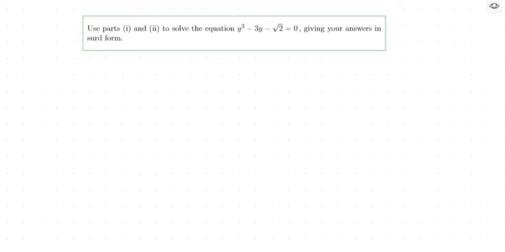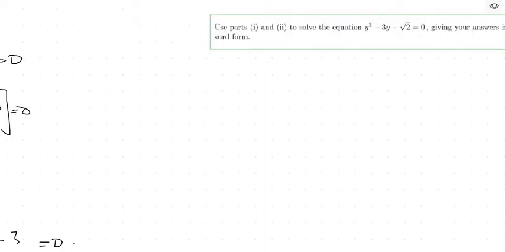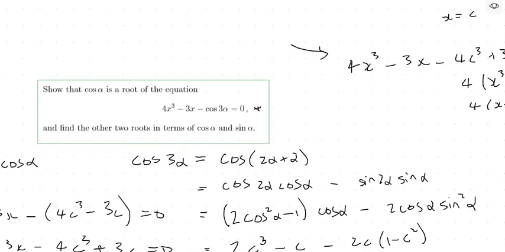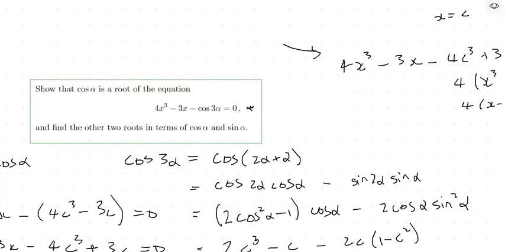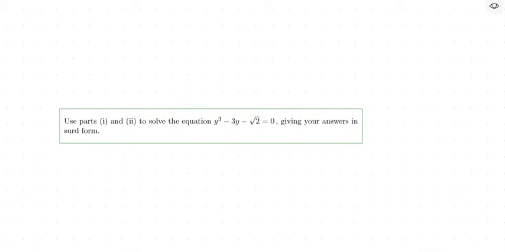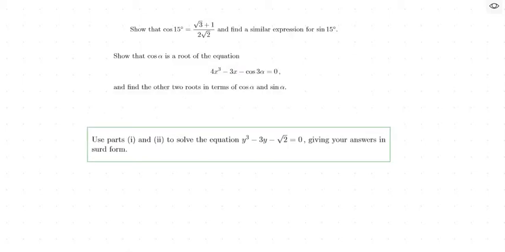Okay, last part. Use parts 1 and 2 to solve this equation, giving your answer in surd form. Remind ourselves what 1 and 2 were. I'll pause it and come back and add on the other bits of the question so we can see.